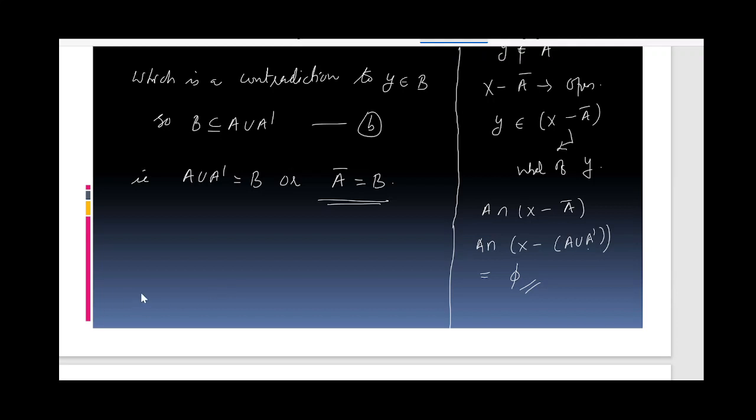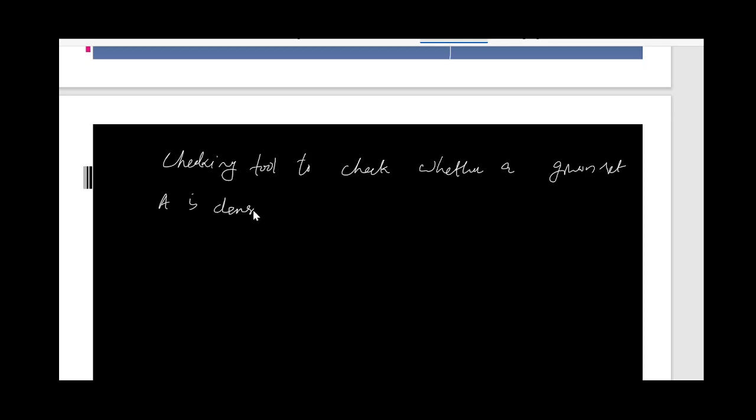Now where we will use this result: whenever we want to check whether a given set is dense in a topology or not, it will function as a checking tool, a checking tool to check whether a given set A is dense in X or not.